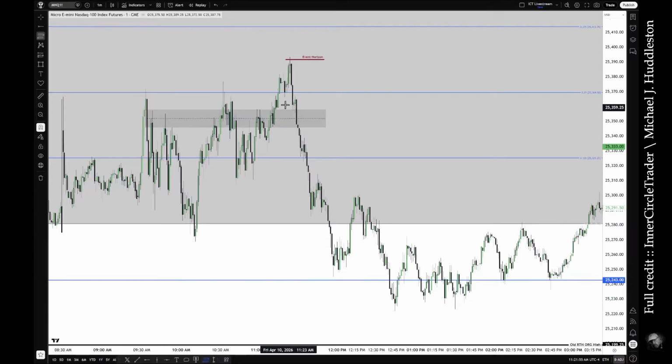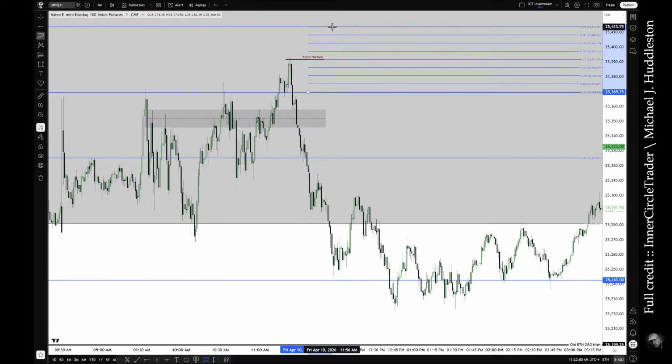Did I grab it? Yeah. So I'm just going to rough eyeball it there to there. So there's the midpoint. This is the event horizon. Whenever you have a wide enough range separation between a PD array, an old low, an imbalance, a gradient level, always look for that gray area in the middle.